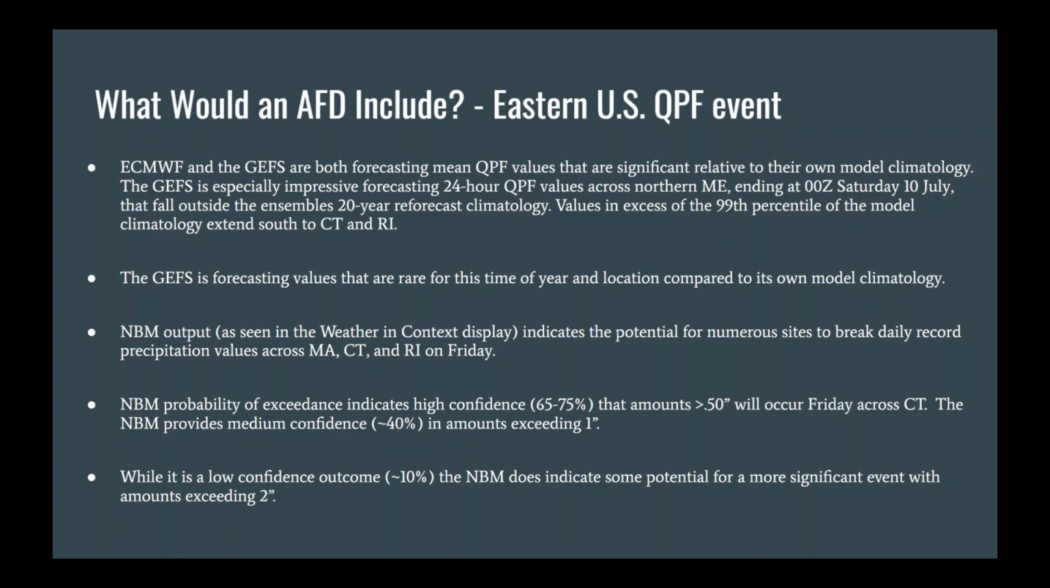Very short and sweet. As far as the NBM, you might say NBM output indicates the potential for numerous sites to break daily record precipitation values across Massachusetts, Connecticut, and Rhode Island on Friday. This is an example of how we would use those numbers and our words together. NBM probability of exceedance indicates high confidence, 65 to 75%, that amounts greater than half an inch will occur on Friday across Connecticut. The NBM provides medium confidence, approximately 40%, in amounts exceeding 1 inch. And if you had a partner who was more interested in high values, even if they have low probability of occurrence, you could say, as a low confidence outcome, approximately 10%, the NBM does indicate some potential for a more significant event with amounts exceeding 2 inches.